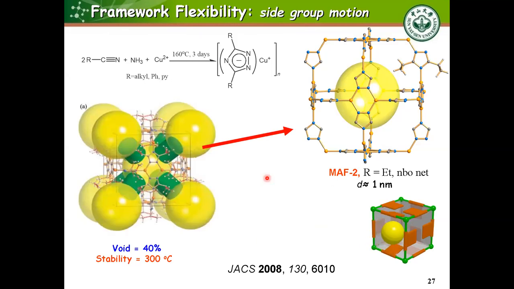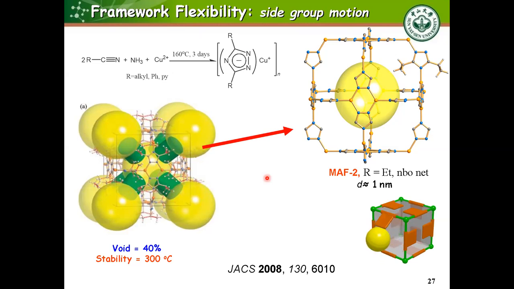Flexibility of MAFs is usually caused by the framework distortion, as shown by the example I just mentioned. Such a distortion is a thermodynamically controlled flexibility. In fact, there's one more unique kind of flexibility, or kinetically controlled flexibility. In this case, the host framework remains virtually unchanged.